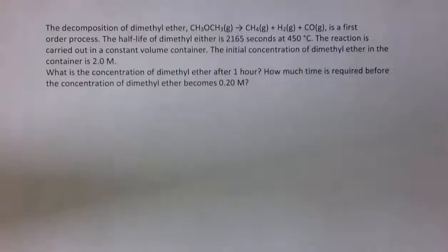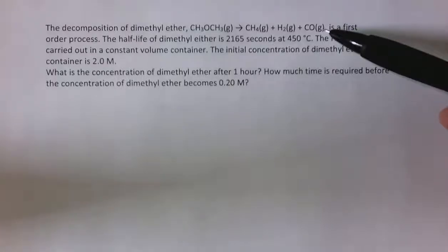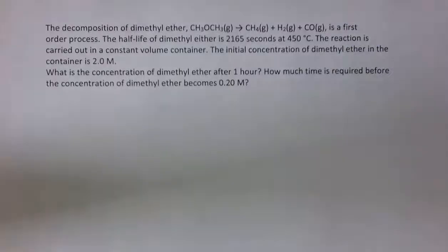The decomposition of dimethyl ether, which is based on this reaction, is a first-order process. The half-life of dimethyl ether is 2,165 seconds at 450 degrees Celsius. We're told that the reaction is carried out in a constant volume container and that the initial concentration of dimethyl ether in the container is 2 molar.